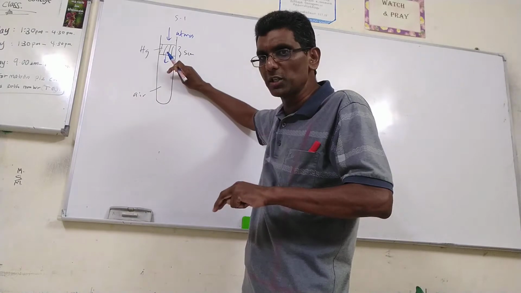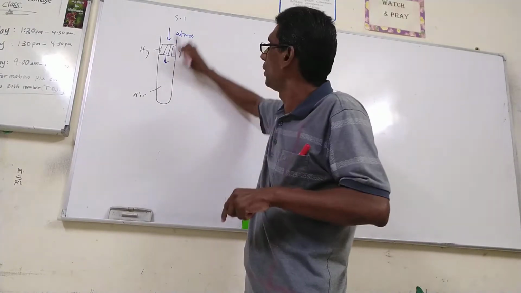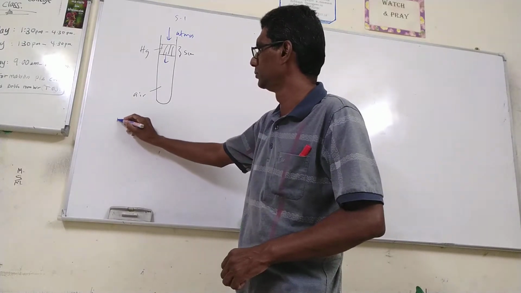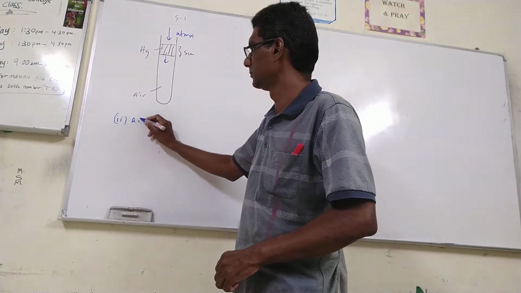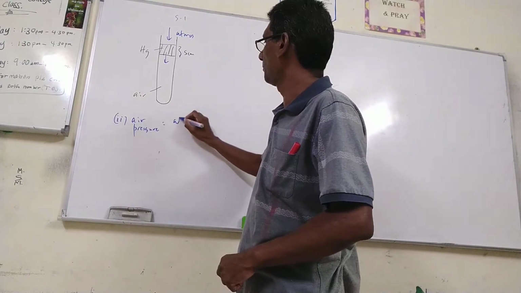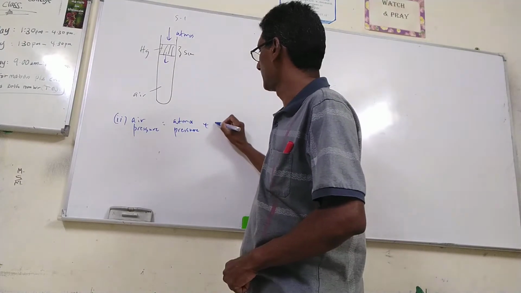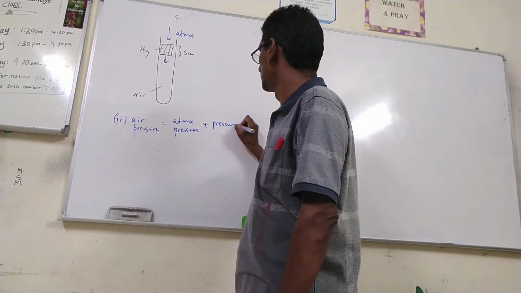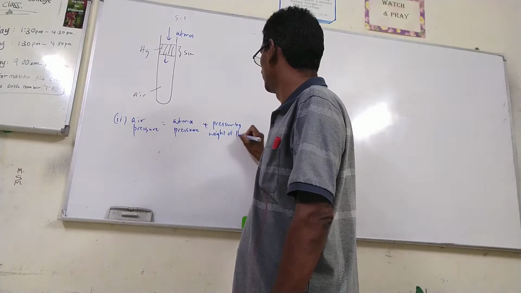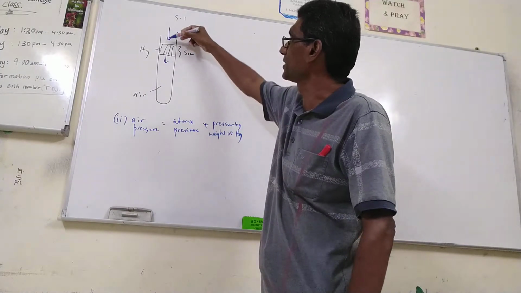So there are two pressures acting upon the air: atmospheric pressure plus the weight of the mercury. So, the air pressure equals atmospheric pressure plus the pressure by the weight of the mercury. The two pressures act in the same direction.